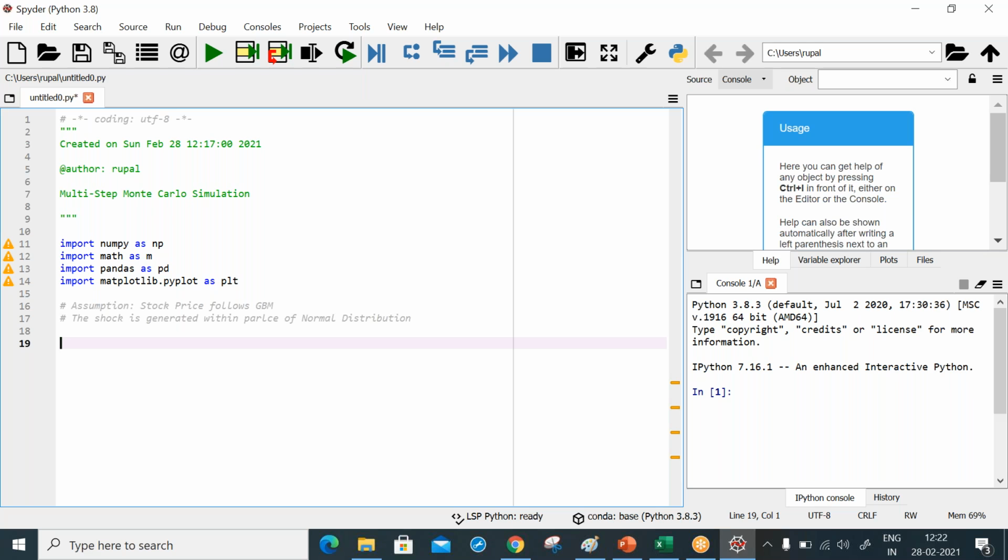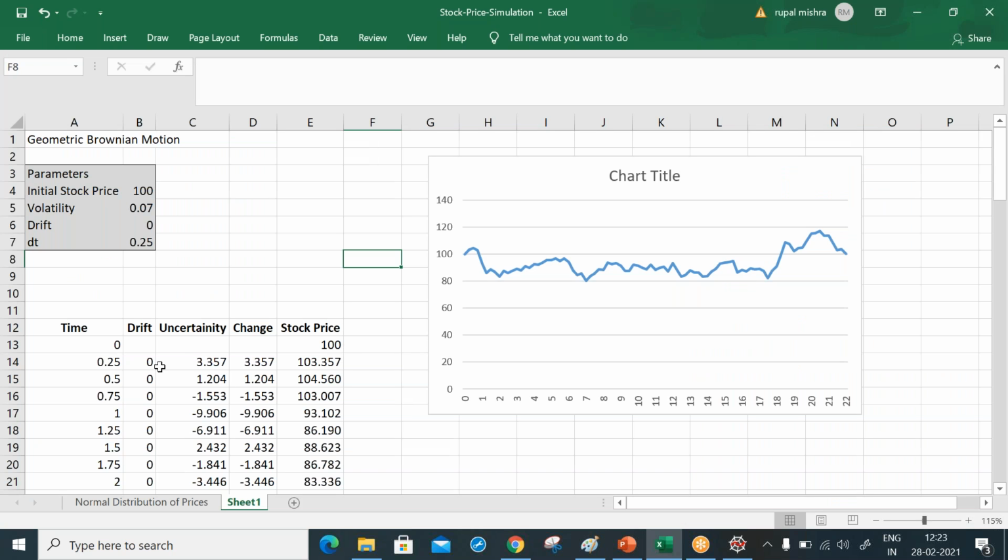Now, what is our first step? Our first step is to write a function to get the simulated prices, right? What will this function be? This function will include your drift, uncertainty, change, and altogether the final stock price. So we are going to write that function directly here.